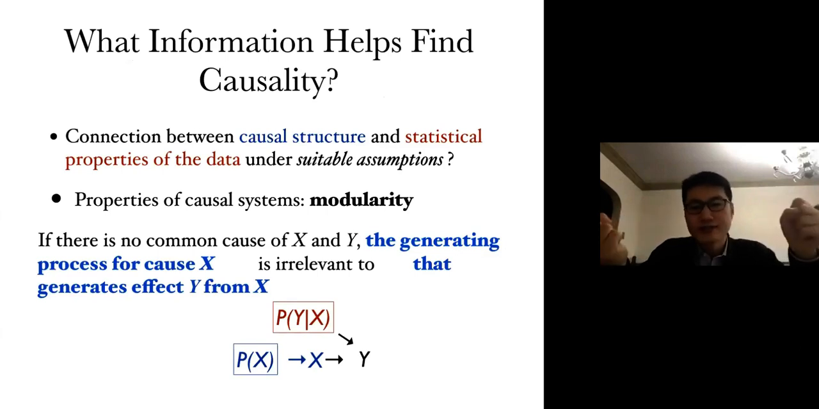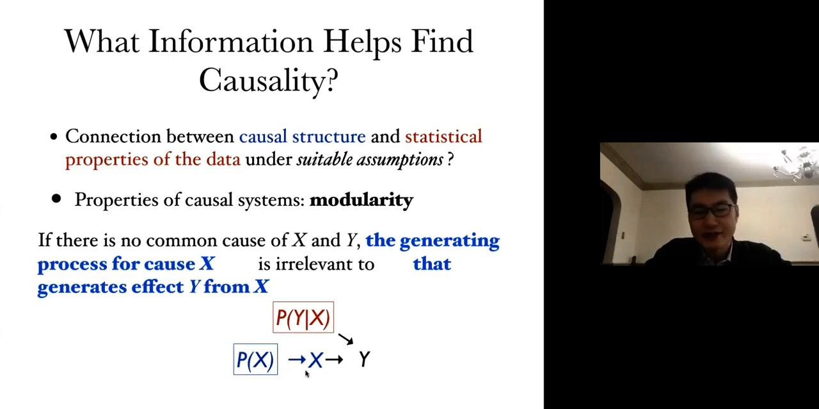So what assumptions can we use to establish such a connection? Essentially, it's about modularity. It's something derived from modularity. Remember modularity. When we say X causes Y without a confounder, without a latent common cause, we mean the following thing. There are 2 generating processes, one for X, the other for Y from X. And the 2 generating processes are not relevant. They are completely irrelevant. You can change something in the process from X to Y, and the other one will not be changed by that.